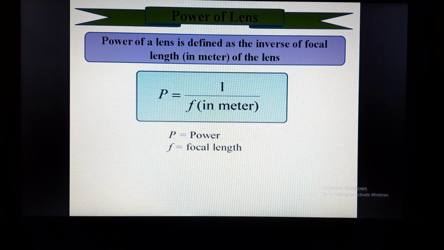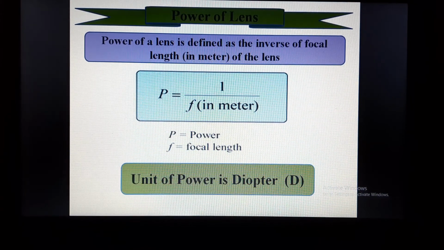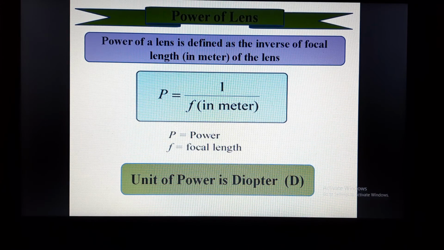Here F, or focal length, will be in meter unit. Okay, so here P is the power and F is our focal length. Okay, so the unit of power is diopter. Okay, boys, the unit of power is called diopter. Here diopter is denoted by capital D.